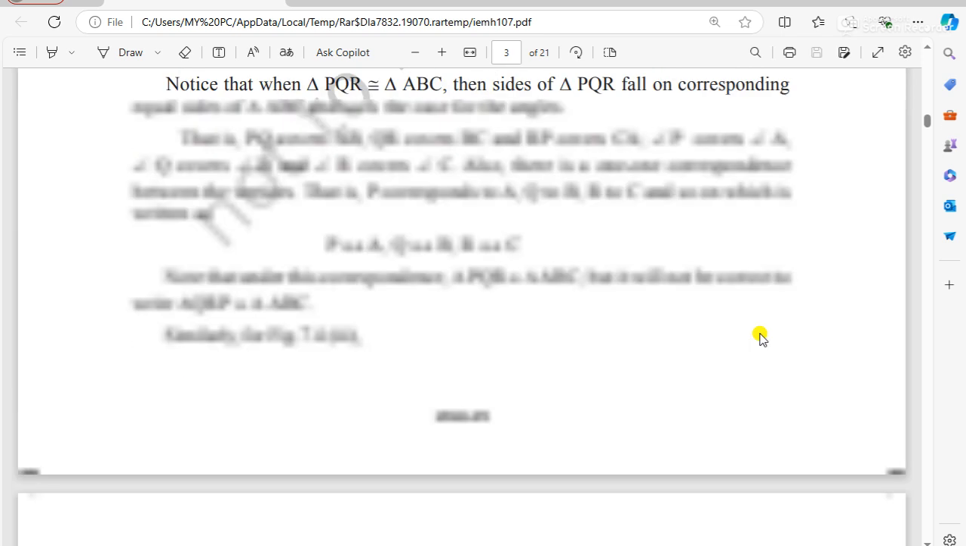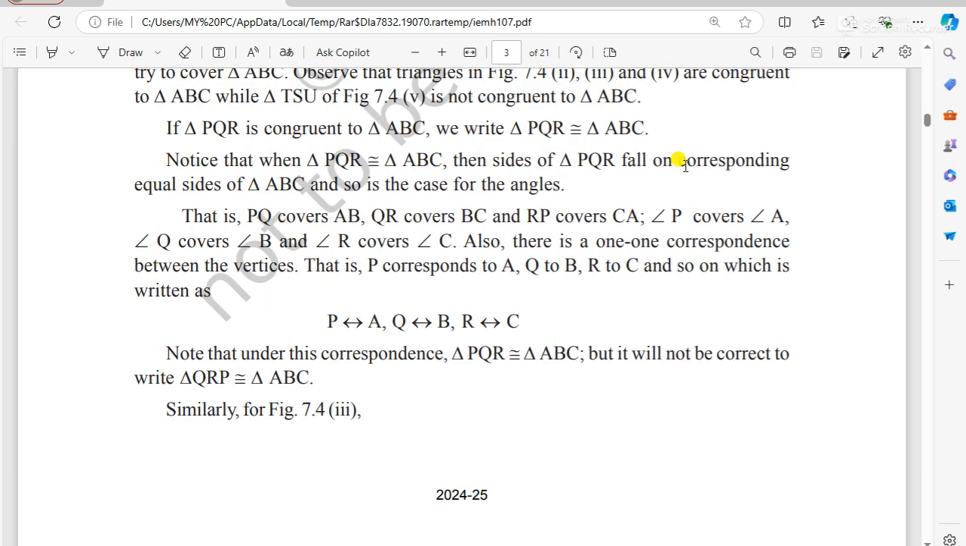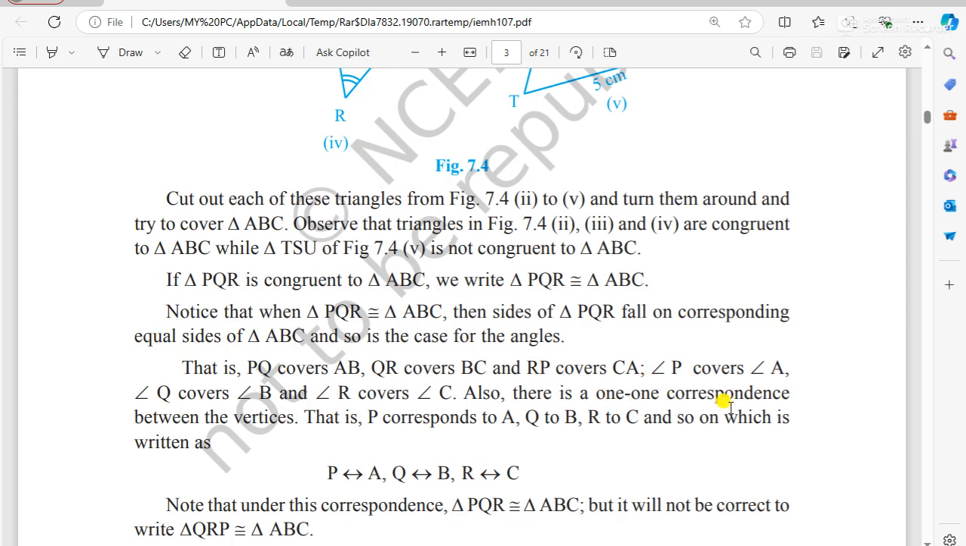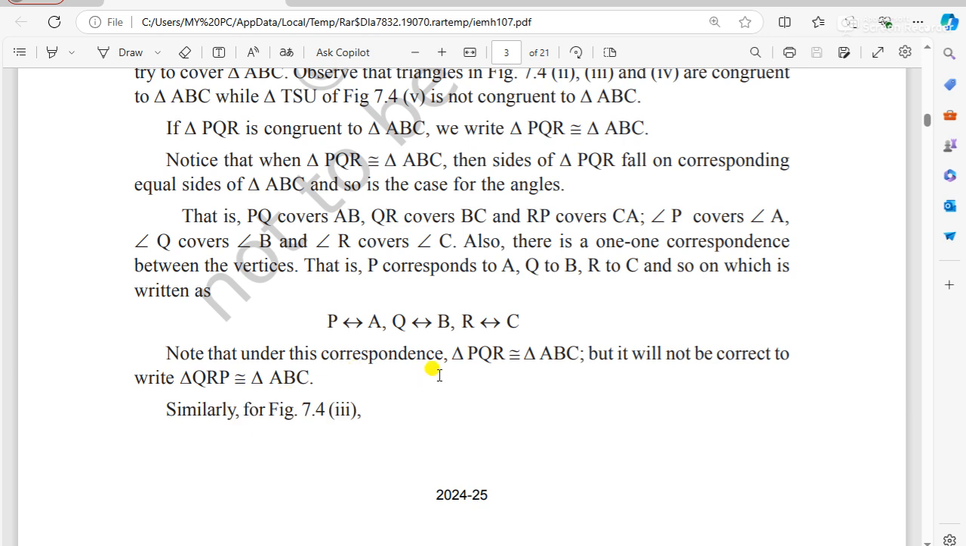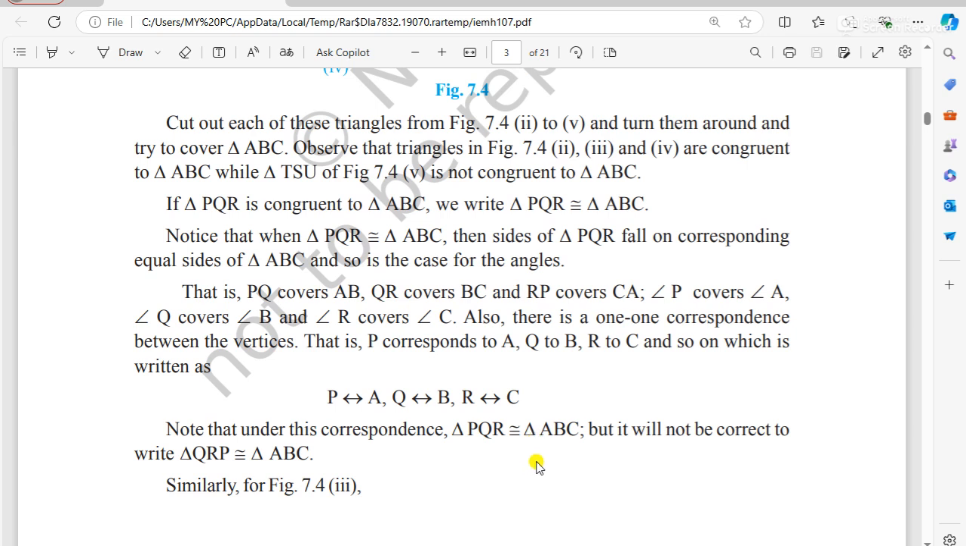In this way you can find the various properties. That is, here see PQ covers AB, QR covers BC, RP covers CA, angle P covers angle A, angle Q covers angle B, angle R covers angle C. Also there is a one-to-one correspondence between the vertices. That is, P corresponds to A, Q corresponds to B, R corresponds to C. Note that under this correspondence, triangle PQR is congruent to triangle ABC.